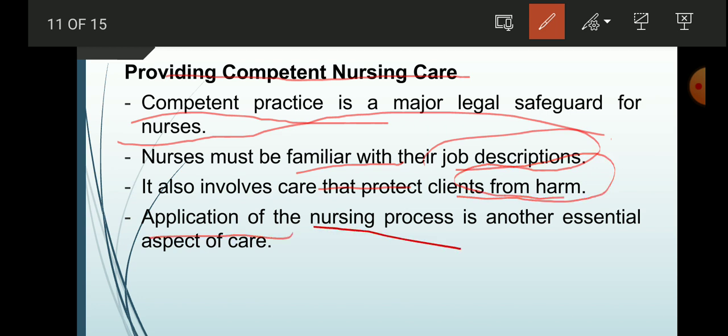Application of the nursing process is another essential aspect of care. So you already have a basic knowledge of the nursing process, the utilization of ADPIE. So part of providing competent care is the usage of the nursing process.